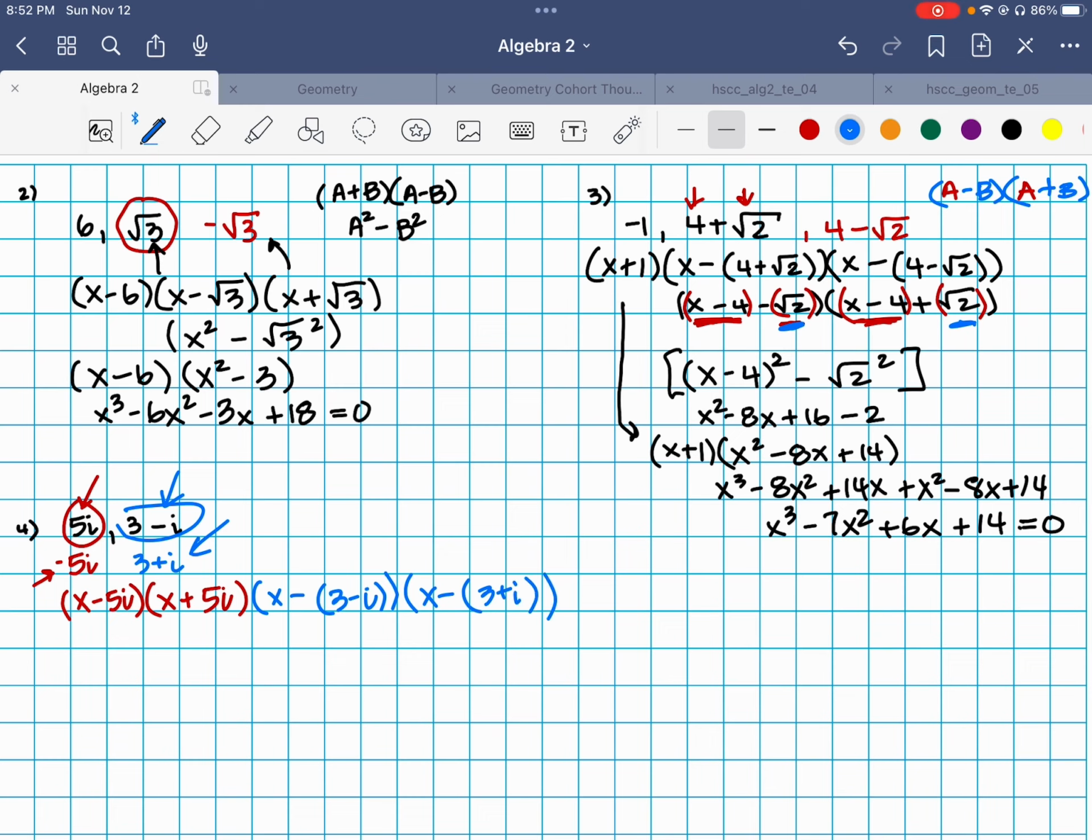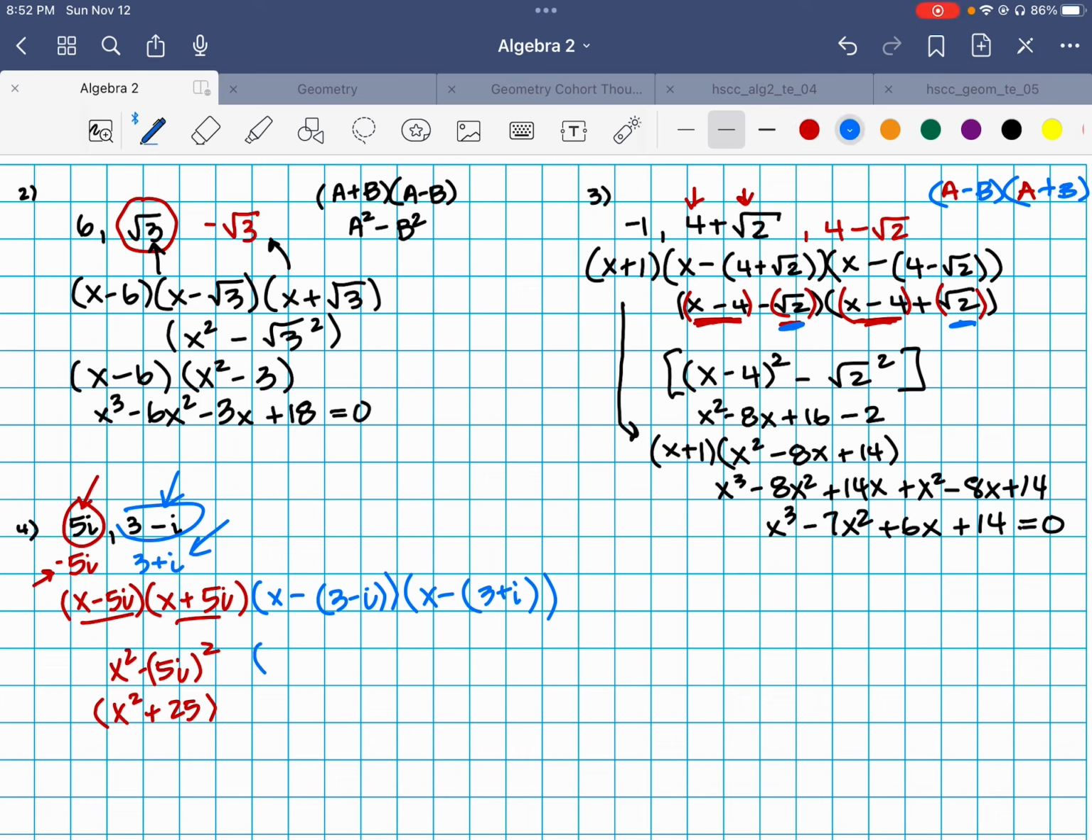Now we're going to have to multiply these things out over here. Good news is this is in a squared minus b squared format. So we're going to go x squared minus 5i squared. And that's going to come out to x squared plus 25. So the red one's going to multiply out to x squared plus 25.